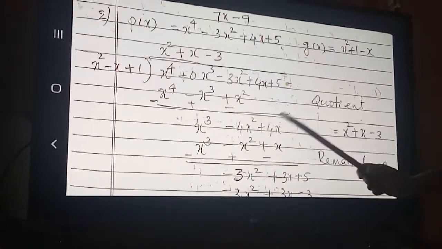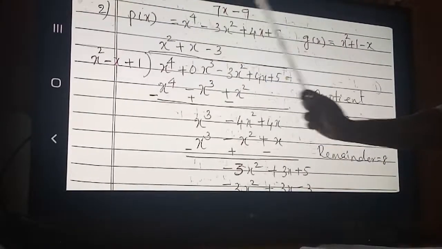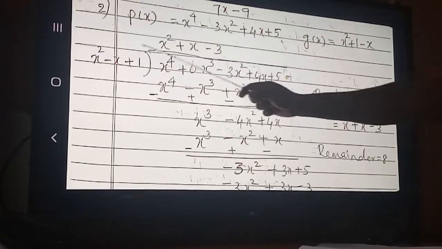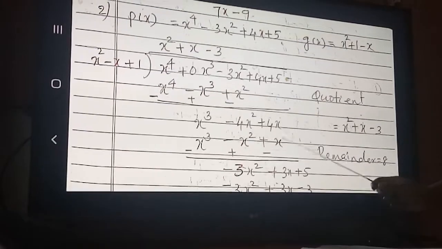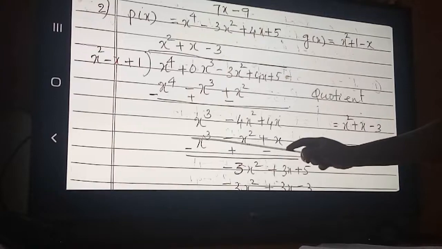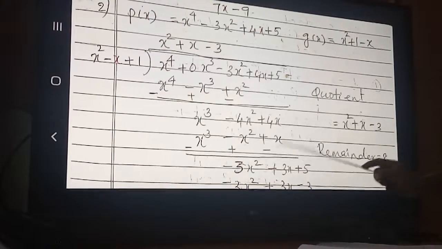So now next one. First term by first term. So what is coming? x coming. So x multiplied by x square is x cube, x into minus x square, x into plus 1 gives plus x coming. Change the sign. Here minus plus coming, so minus. Here minus coming, so plus. Here plus coming, so minus.